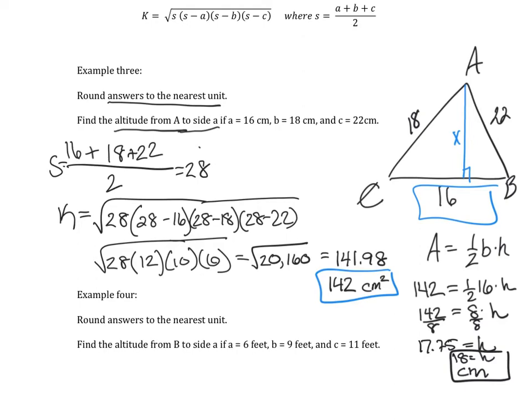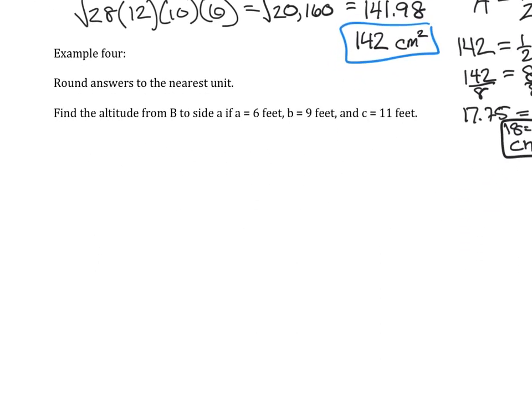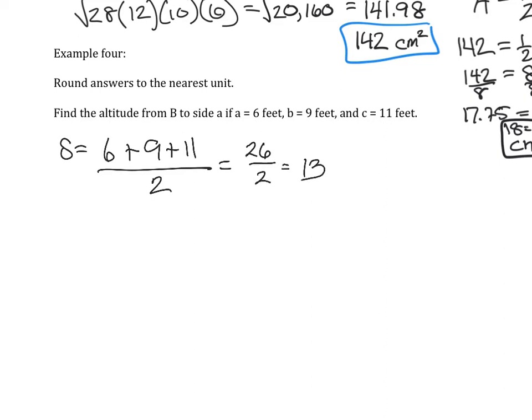So let's try one more just to make sure that we have this. First we need to find the area of that triangle, so we're going to find S. You take those three sides, 6, 9, and 11, add them together and divide by 2. So you have 15 plus 11 is 26. Half of 26 is 13.